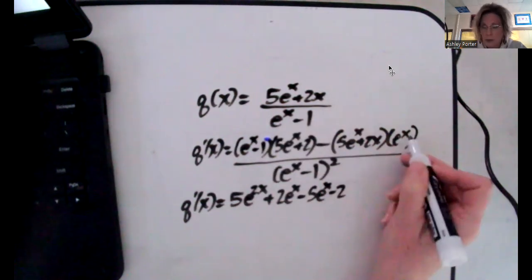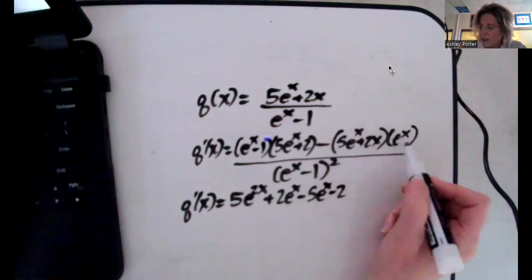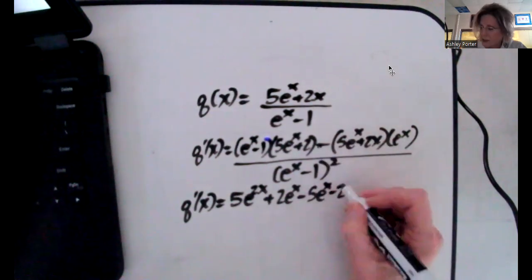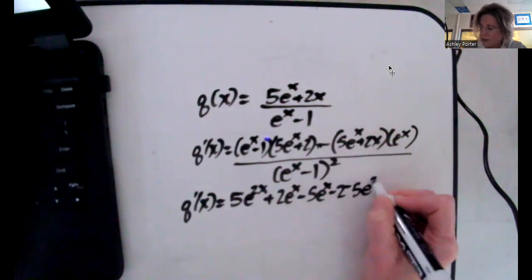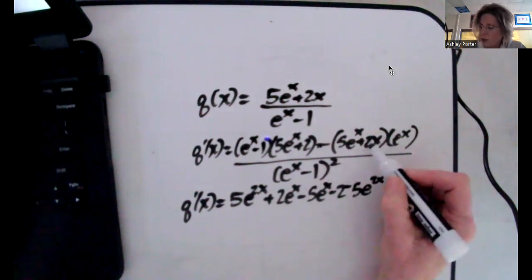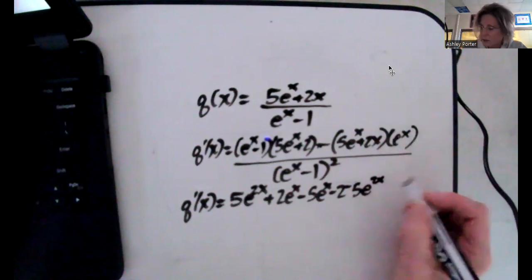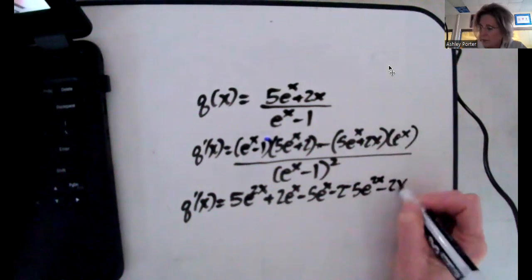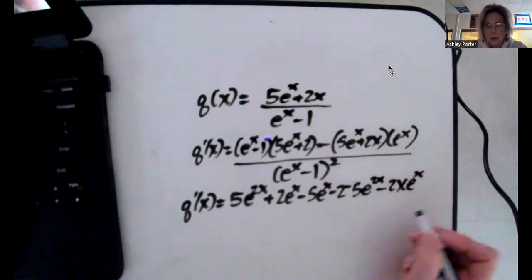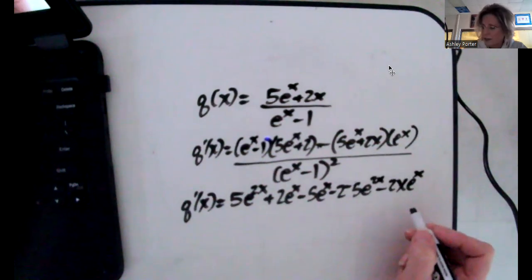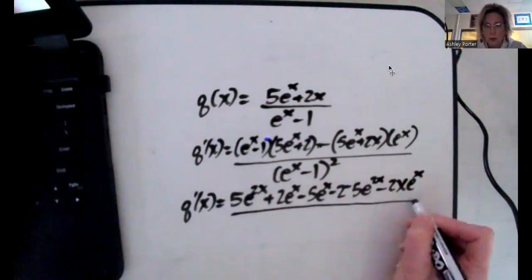Here I'm going to distribute. 5e to the x times e to the x is 5e to the 2x, but I've got a minus sign, so minus 5e to the 2x. And then I've got 2x e to the x, nothing happening there. And I've got that minus sign, so it's going to be minus 2x e to the x. All over low.